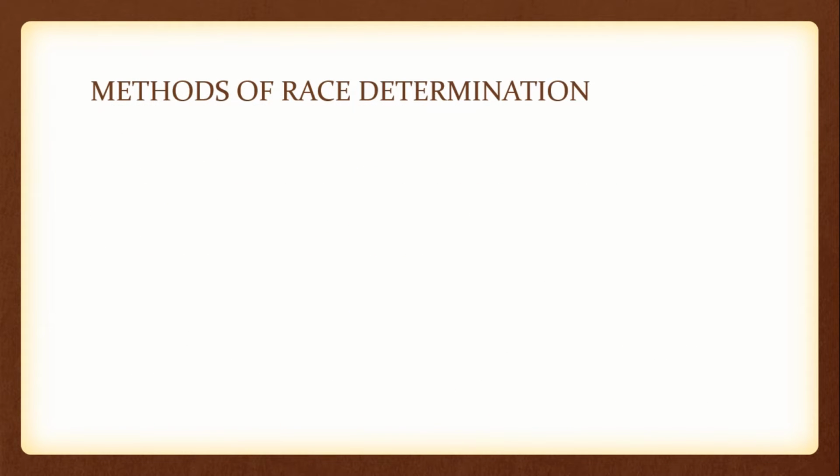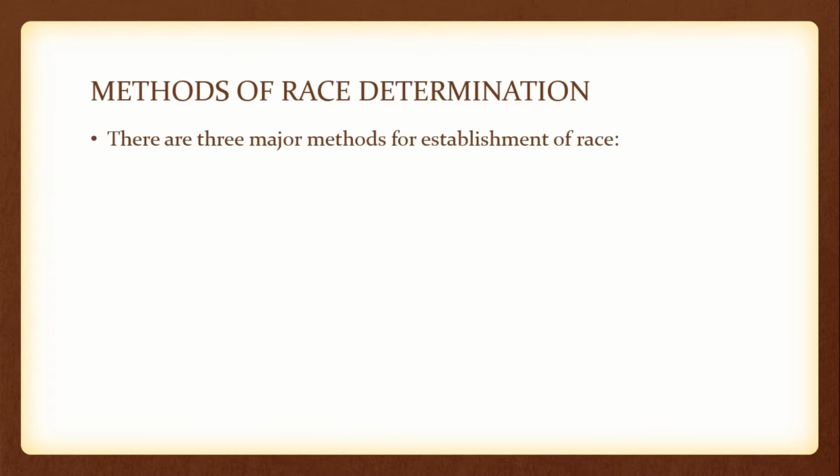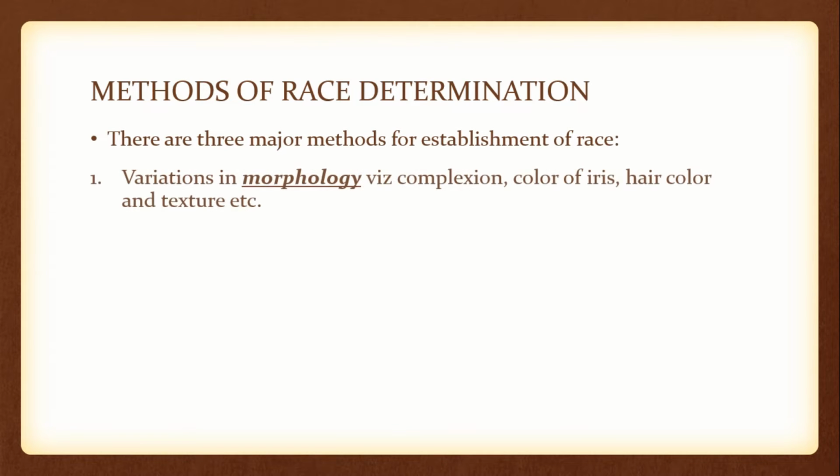To the methods of determination of race. How many methods do you have to identify the race of a living person? You have three major methods for establishment of race. Number one is by studying variations in morphology, which we are going to cover in detail in this lecture video. By studying differences and variations in morphological characteristics like skin complexion, color of iris, hair color and hair texture, and structure of lips, you can easily establish the race of an individual.